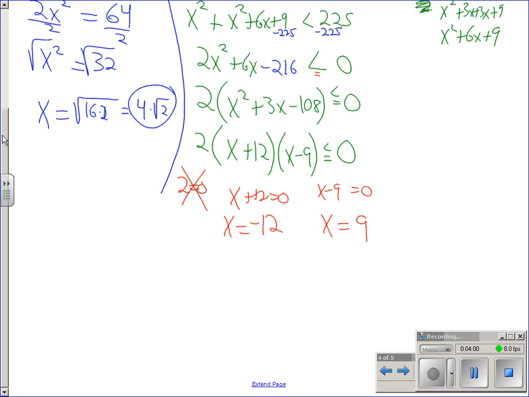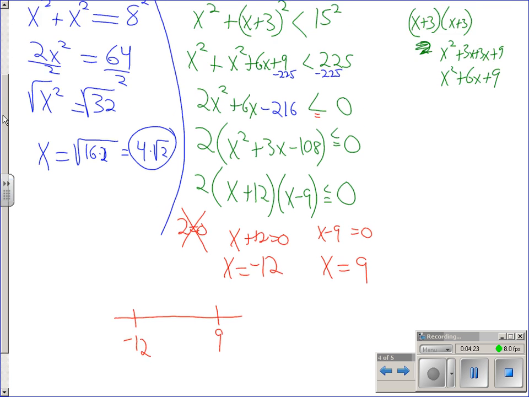You pretend to set it equal to 0 so you can find these numbers, negative 12 and 9. We needed to know those. What we're going to do then to solve the inequality part of this, I'm going to put those zeros, the negative 12 and 9, onto a number line. Now these are the x values.